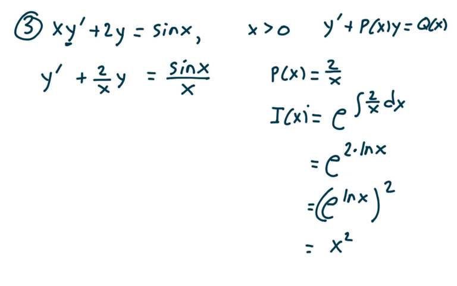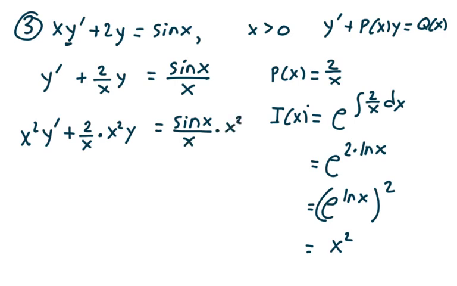So what do I do from there? I'm going to multiply both sides by x squared. So x squared y prime plus 2 over x times x squared y, okay, is equal to sine of x over x times x squared. And we'll say over 1, okay. Now, this says x squared y prime plus 2xy. That's on the left side. On the right side, we get x times sine of x.